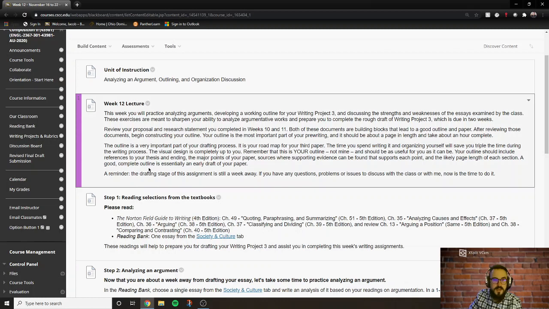A good complete outline is essentially an early draft of your paper. So the idea is if you put a lot of work into creating this outline, then producing a rough draft of your paper should be that much easier.